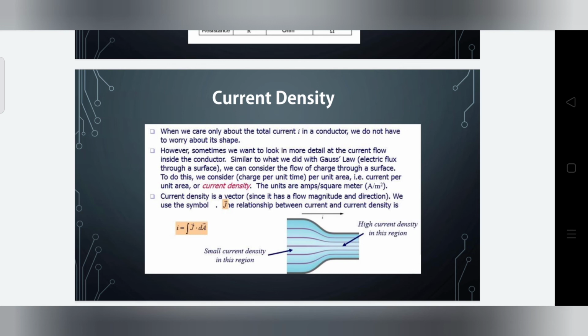The relationship between current and current density is I is equal to the integral of J dot dA, where dA is the surface area. Here we can represent the current density. In the larger portion, the current density is small because the current is scattered here and there. But when we go to a smaller volume, the current density is high because the current flows densely into the region. So this is the current density.